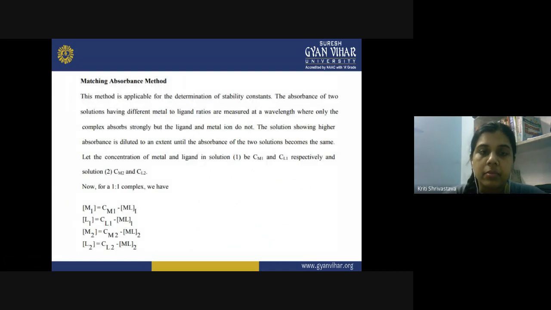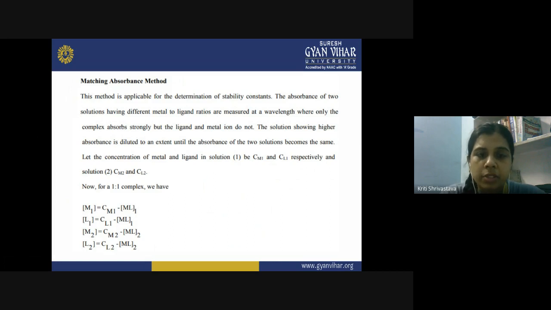Then another method for the determination of the complex composition is the matching absorbance method, and this method is applicable for the determination of stability constant. So we can calculate the stability constant for a particular metal complex by this method.